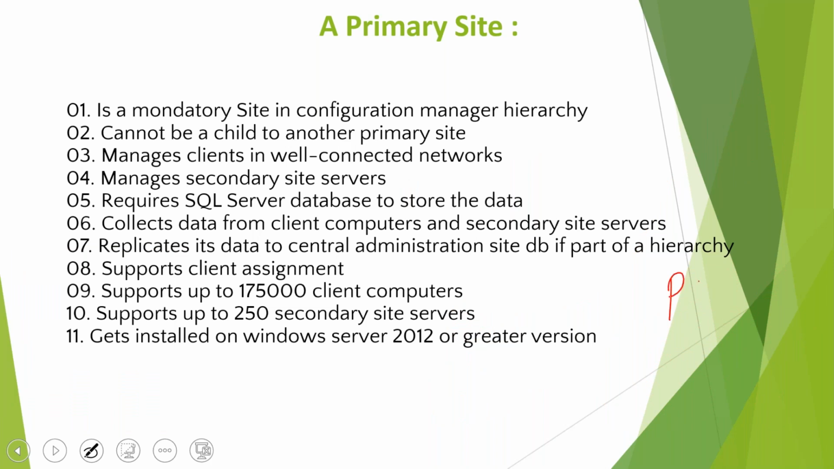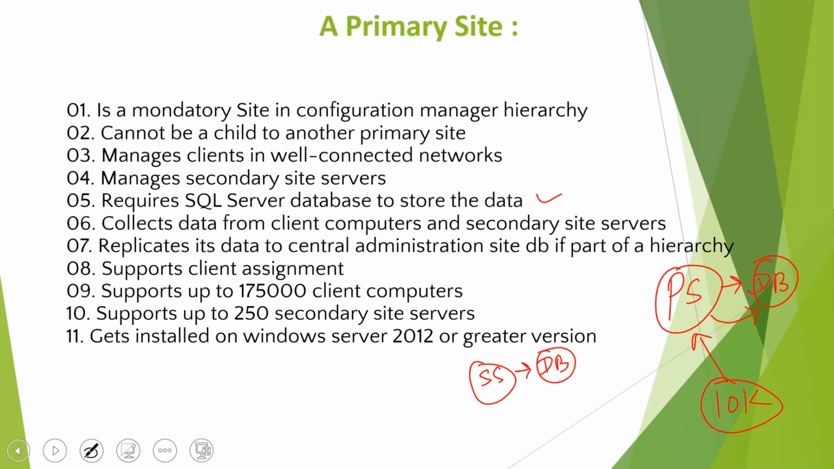Primary site needs a database to store the data. As you see, primary requires SQL Server database, and it collects data from where? From the client machines. You see, in Riyadh, it is going to collect the data from 10,000 machines, and it is going to store the data in the database. But what about the Mumbai computers? So secondary site is collecting data from Mumbai computers. It is storing the data in the secondary database. So Mumbai, 2,000 devices, right?